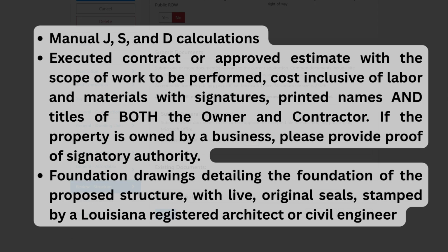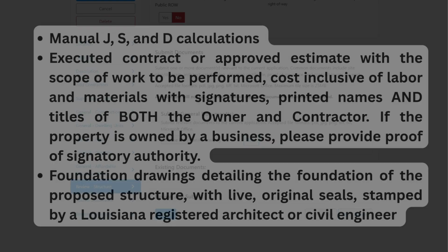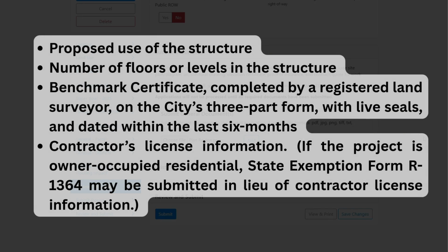Foundation drawings detailing the foundation of the proposed structure with live original seals stamped by a Louisiana registered architect or civil engineer. Proposed use of the structure, number of floors or levels in the structure, benchmark certificate completed by a registered land surveyor on the city's three-part form with live seals and dated within the last 6 months, contractor's license information. If the project is owner-occupied residential, state exemption form R1364 may be submitted in lieu of contractor license information.